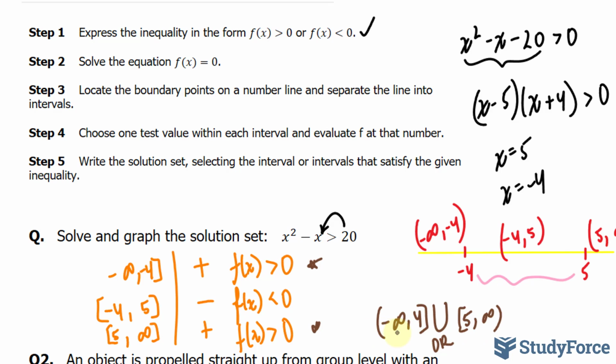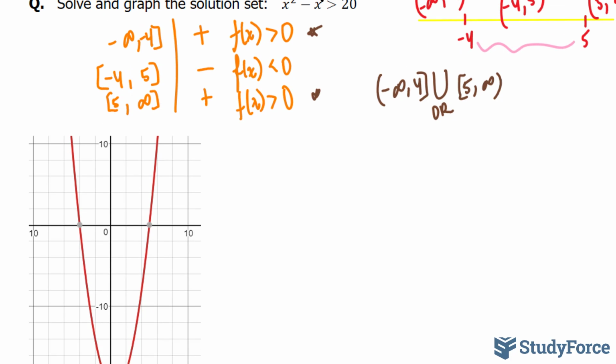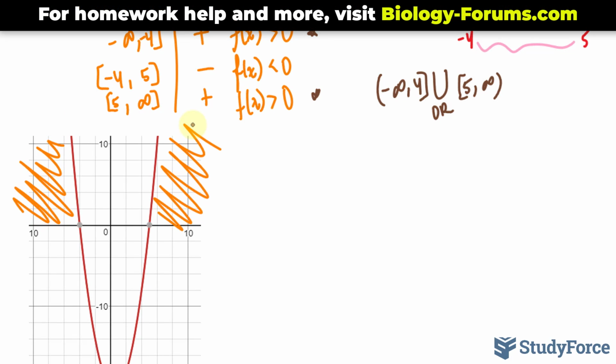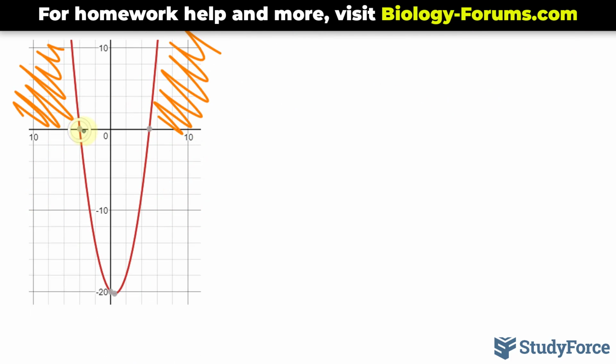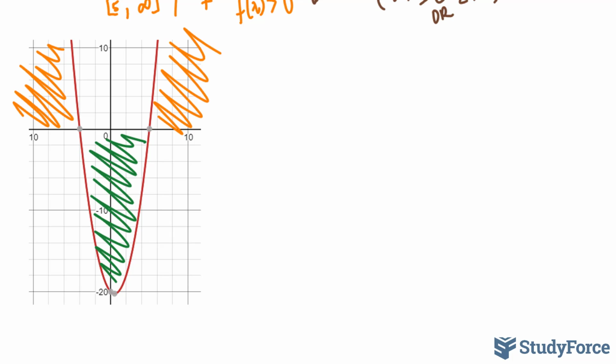Our final step, according to this question, is to graph the solution. So if we graph x to the power of 2 minus x minus 20, you should end up with a parabola that looks like this. There it is. And we know that the function is greater than 0 over here and over here. It's less than 0 between the bounds negative 4 and 5. And so there you have it. That is how to solve question number 1.